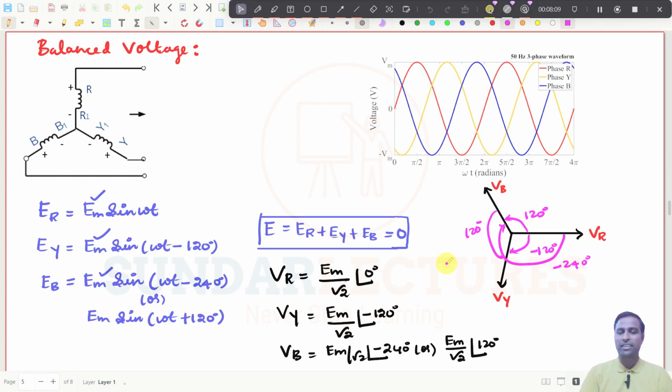You try to understand these kinds of things. So this is nothing but a balanced voltage. If it is a balanced voltage, then obviously VY will lag VR by 120 degree and VB will lag VR by 240 degree, or lead by 120 degree. That is the whole idea, right? Now we will see what is the unbalanced supply system.